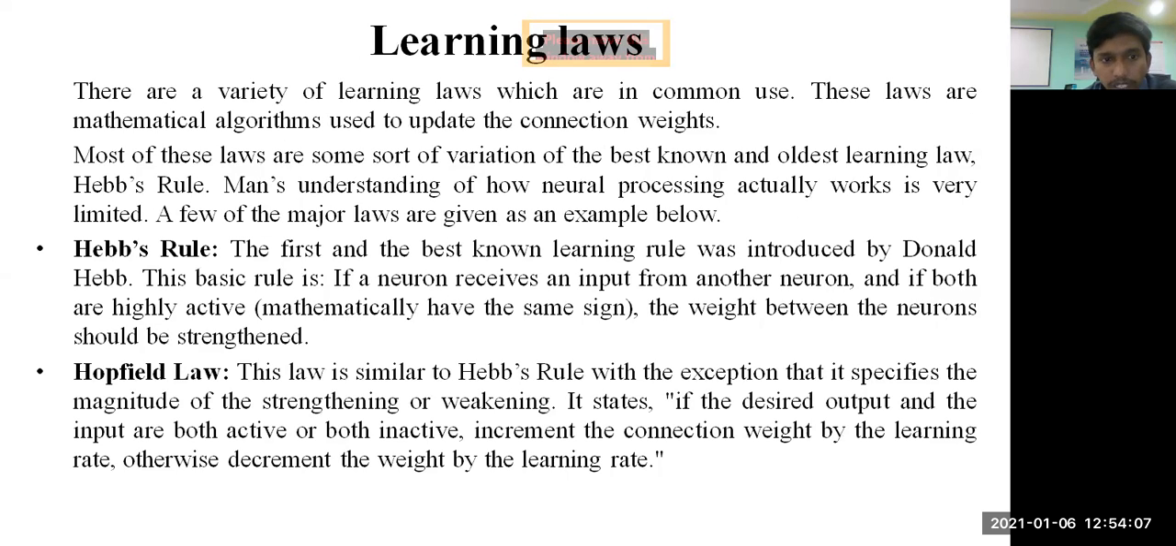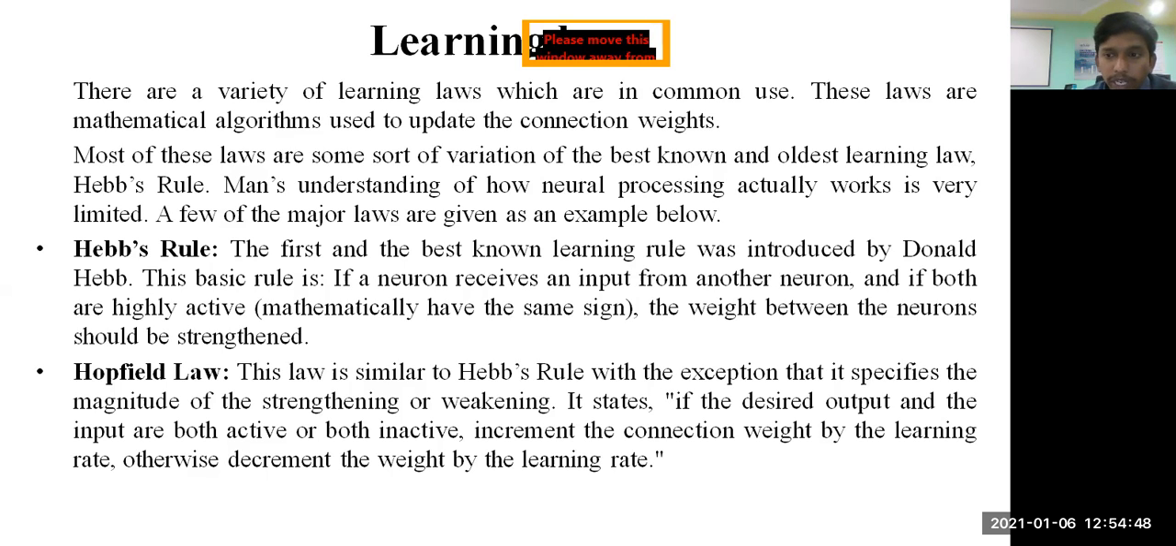Okay. So this is the last concept about learning laws with respect to design issues of ANN. You have some set of rules which are standard things to be understood while designing your artificial neural network. There are a variety of learning laws which are in common use. These laws are mathematical algorithms used to update the connections or the weights in the network. Hebb's rule is the best and the oldest learning law which is used in many artificial neural networks, and the next laws are also dependent on Hebb's rule only.